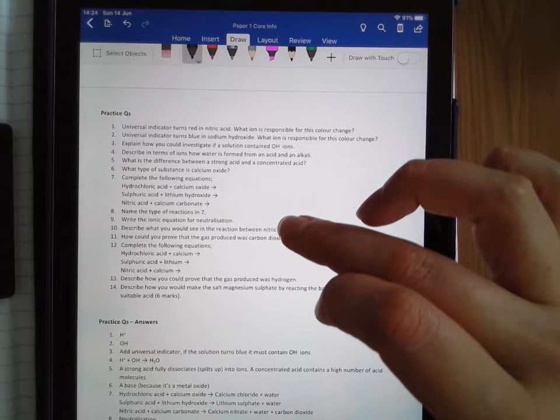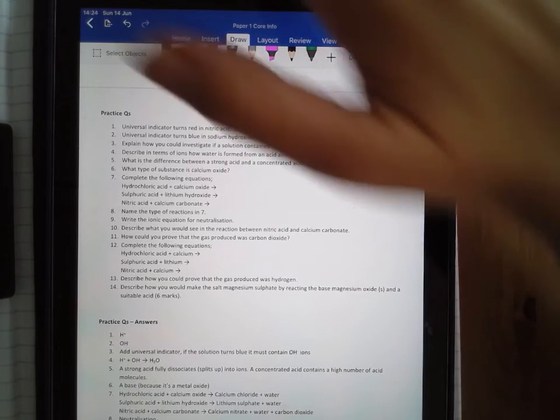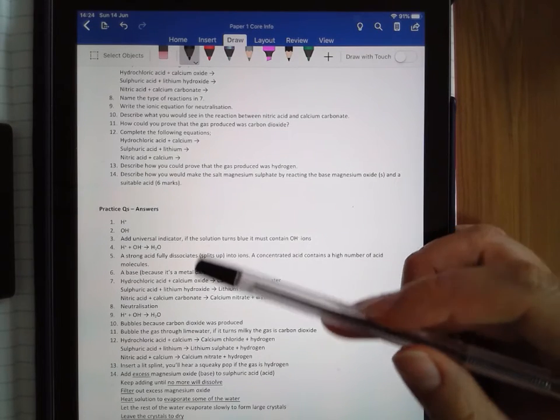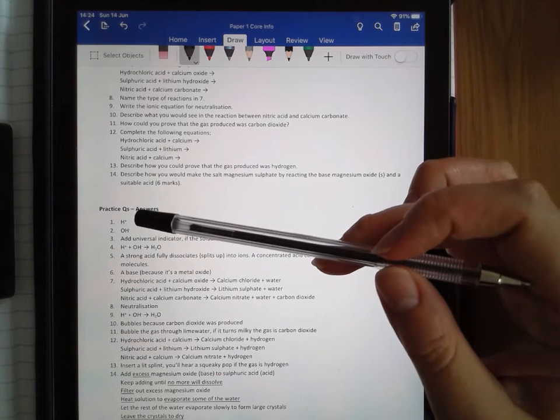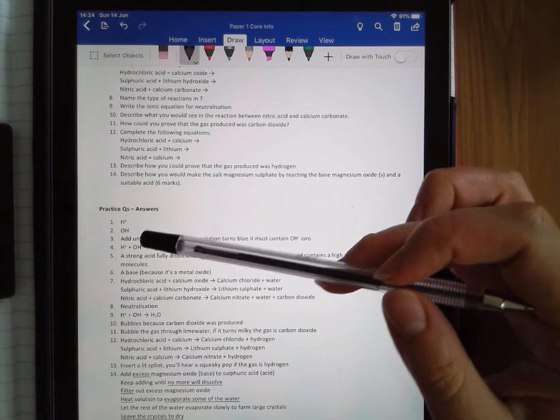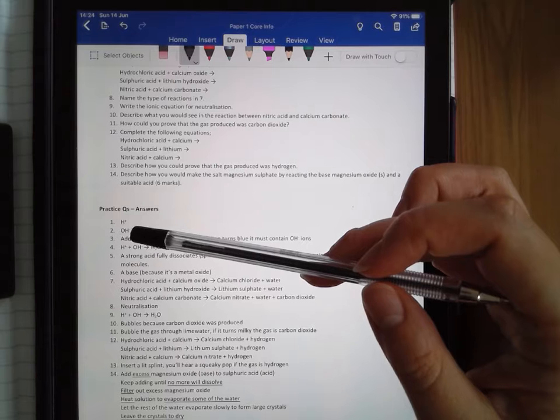Try and answer it by yourself first, and then when you're finished, go back and mark your work. Okay, so the answers to questions 1 to 11 are here. We should hopefully remember the ion in an acid is H+, in an alkali it's OH-.